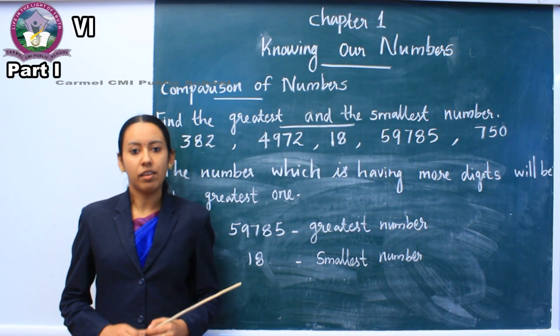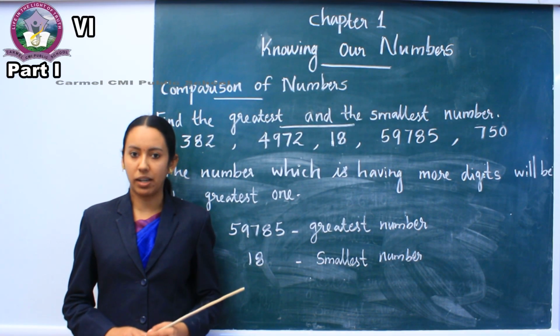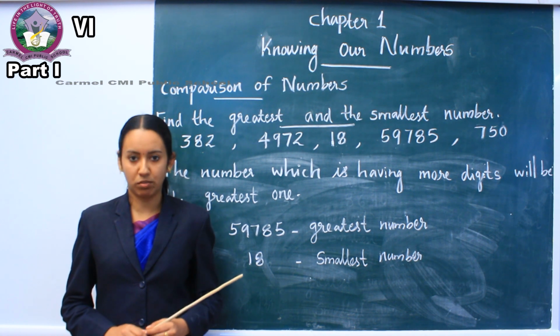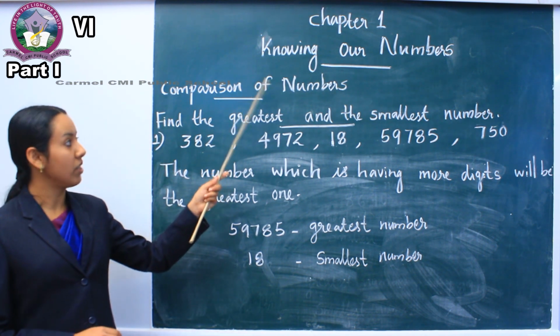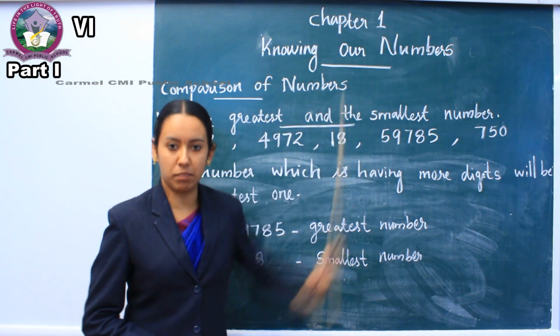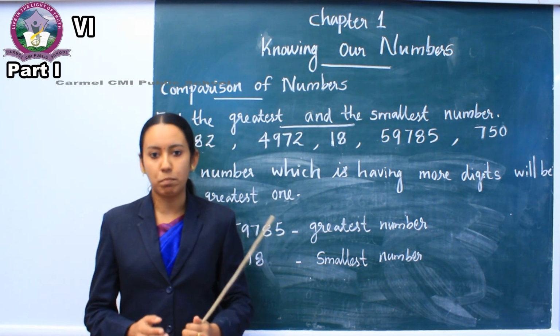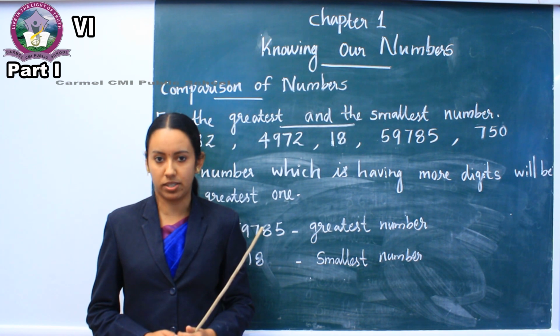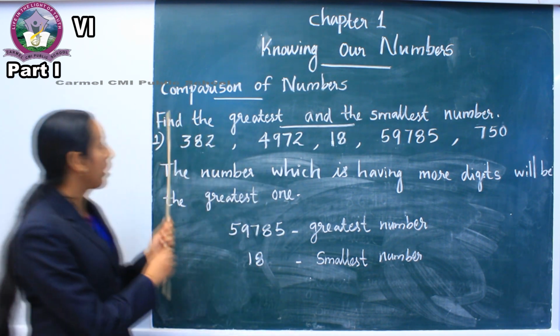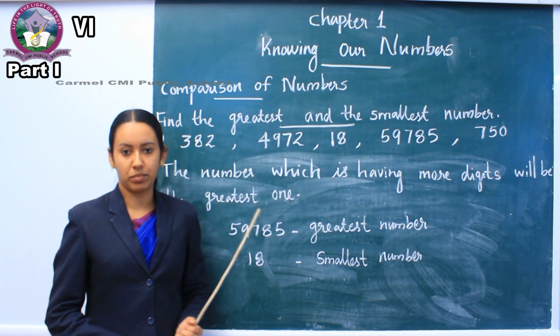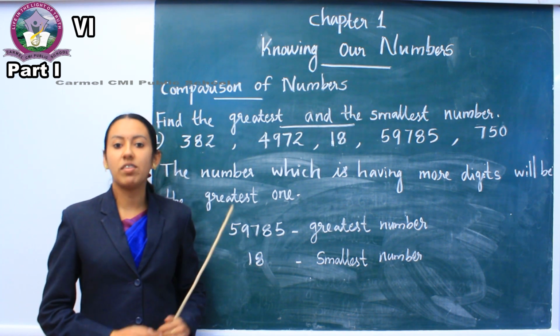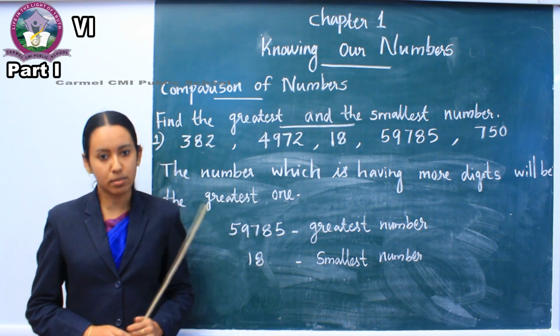Children, today we are going to study Mathematics Class 6, Chapter 1. The name of the chapter is Knowing Our Numbers. This chapter consists of some basic properties and facts about numbers. First one, comparison of numbers. Comparison in the sense of which one is greater and which one is smaller.